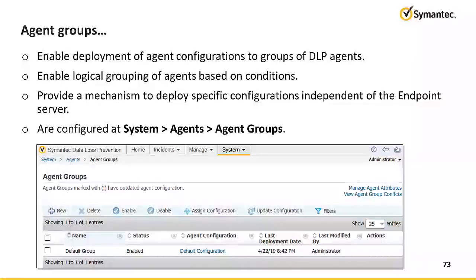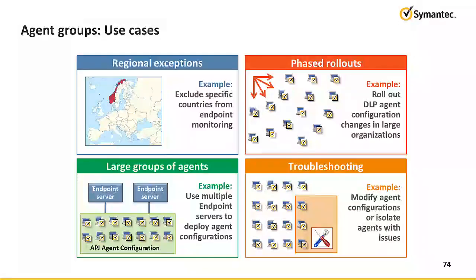Agent groups enable you to group and configure agents according to user-specific or machine-specific characteristics, such as country, location, or department name. These characteristics are called agent attributes. You can use attributes to create groups and assign specific configurations to the groups based on your business needs. Some possible business use cases for agent groups are: 1. Excluding specific countries from endpoint monitoring, 2. Rolling out DLP agent configuration changes in large organizations, 3. Using multiple endpoint servers to deploy agent configurations, or 4.